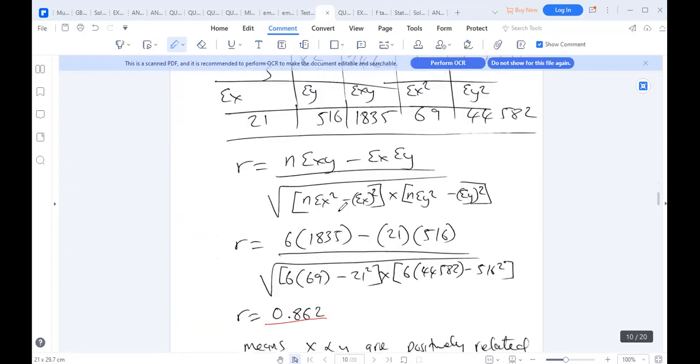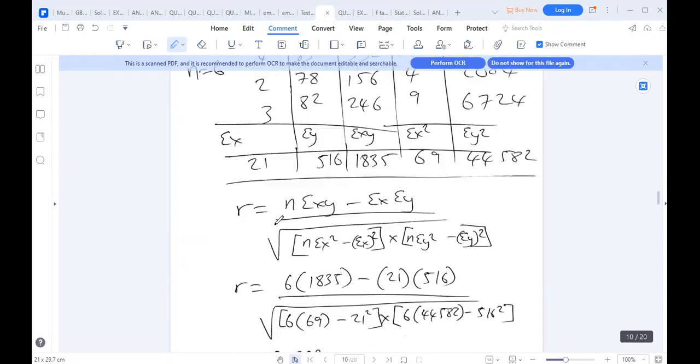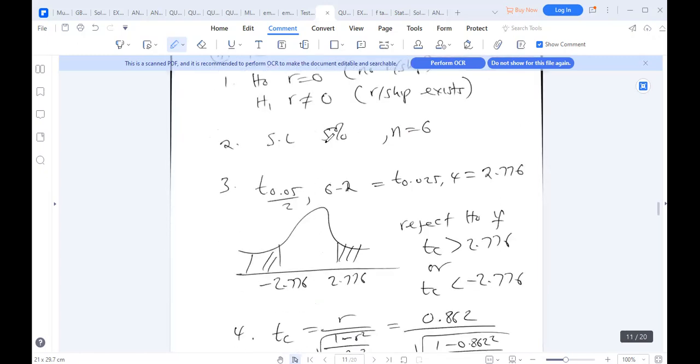So from these pairs, we get that our pairs are 6 there. 1, 2, 3, 4, 5, 6. And at 5%, this is a two-tailed t-test because the sample size is less than 30. Now, when we divide this by 2, 0.05 divided by 2, it will be 0.025. Then when we subtract 6 minus 2, it will be 4.